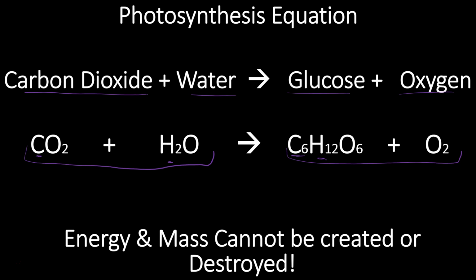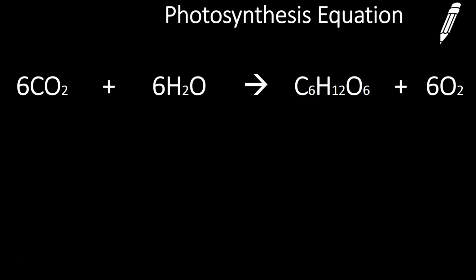So we can't just magically have 6 carbons on the right side without having 6 carbons on the left. So in order for photosynthesis to be a balanced equation, it should look like this. We have 6 carbon dioxide, 6 molecules of water, okay? That's still going to give us 1 molecule of glucose, and it's also going to give us 6 molecules of oxygen, okay?